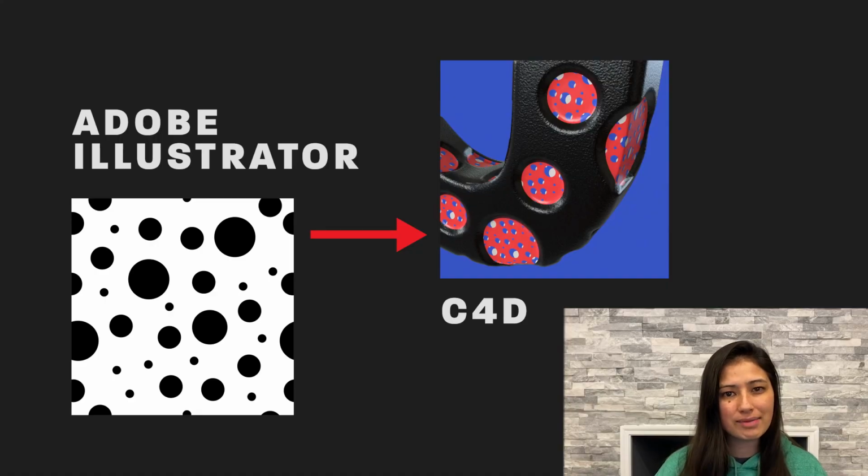What's up everyone? My name is Melanie, and in today's tutorial we are going to be creating a seamless pattern in Adobe Illustrator, and then we're going to take it over to Cinema 4D and create a texture with it. In the end, we should have something that looks a little like this. And hopefully this will give you the skills to create all sorts of fun, stylized graphic textures.